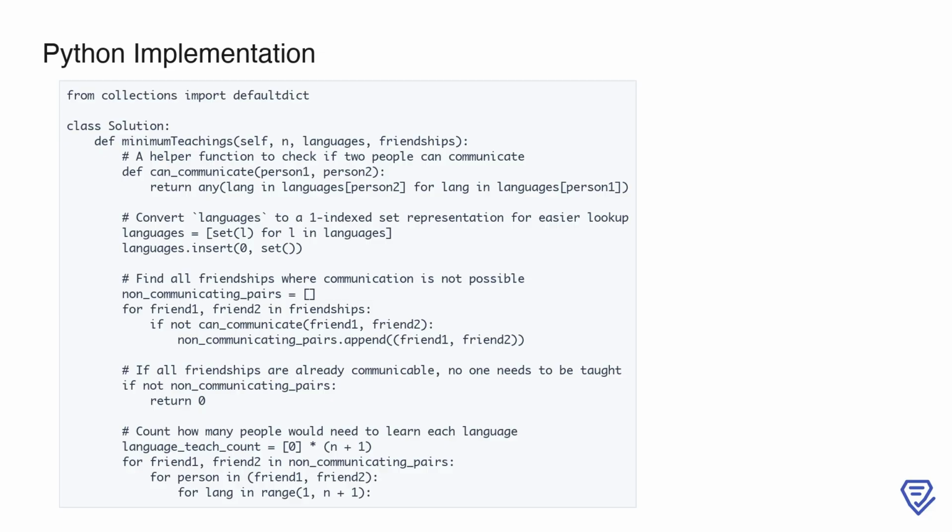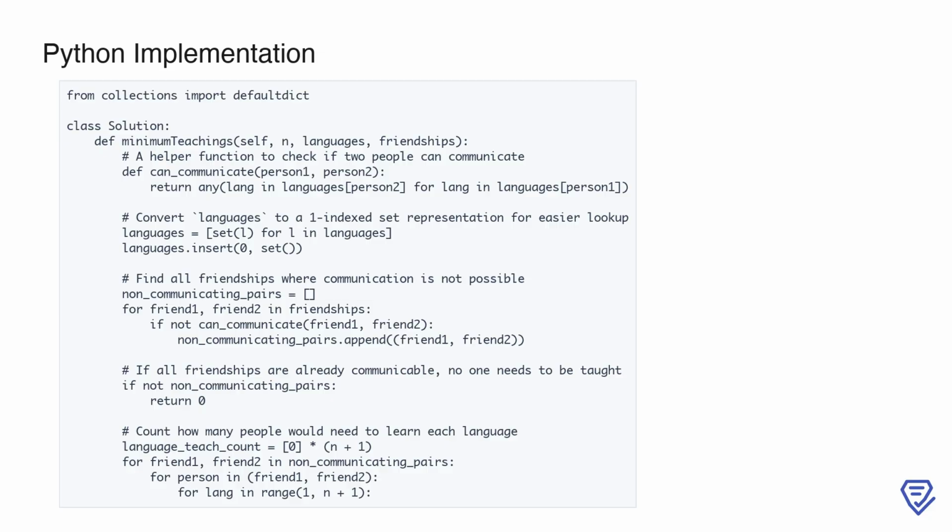Now, we identify all the friendships where communication is not possible. For each friendship pair, we use the can_communicate function to check if the 2 friends can understand each other. If not, we add this pair to the non_communicating_pairs list. If this list ends up being empty, meaning all friendships are communicable, we can immediately return 0 since no one needs language teaching.